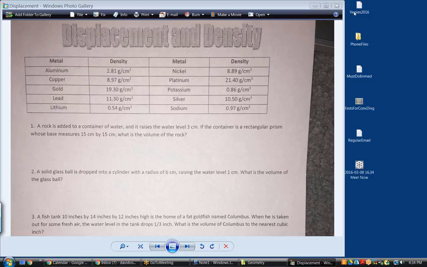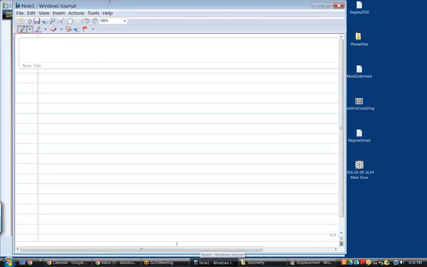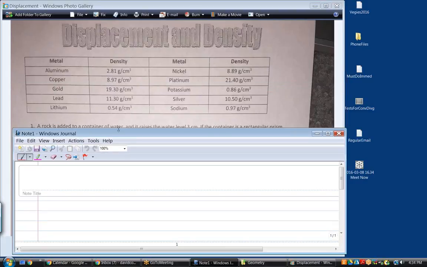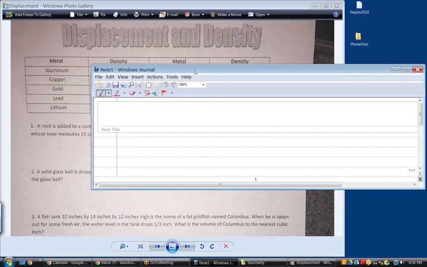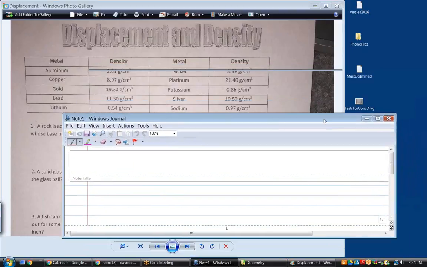If you're fine just covering displacement, it's just a little bit different than volume, but not really much. Okay. Let's take a look at the first one.